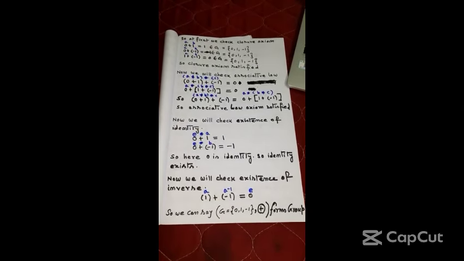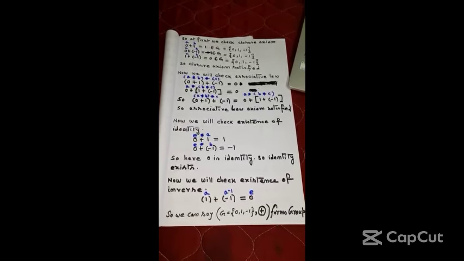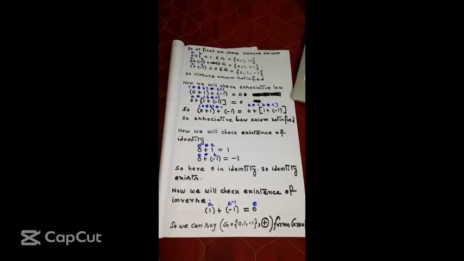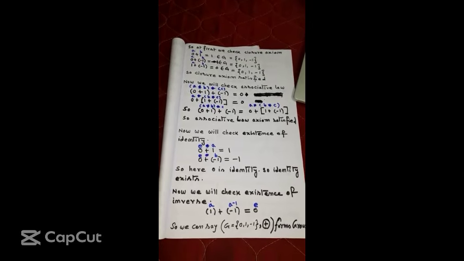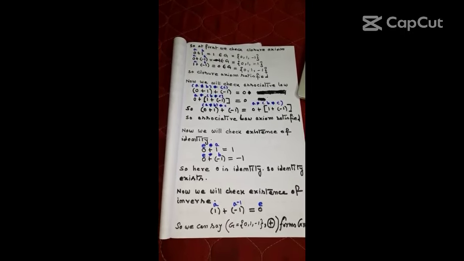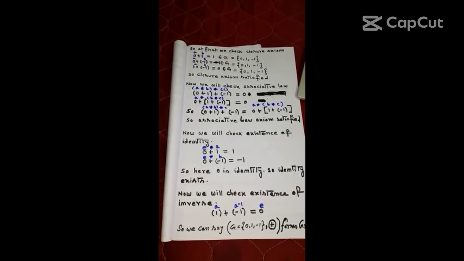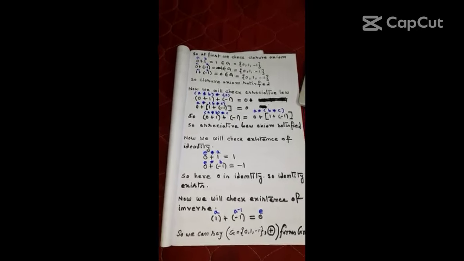So we can say that all four properties are satisfied for the set G, having members 0, 1 and minus 1 with binary operation addition. This is how we can prove that this binary structure G with addition as binary operation is a group. So what we learned today? We learned what is called binary operation, what is called binary structure, and what is called group. Okay, thank you for watching.